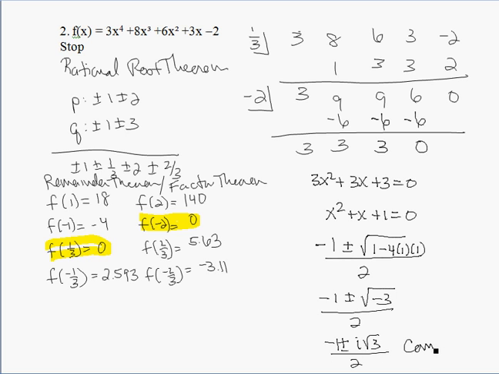So this root is complex. 1/3 is rational. Negative 2 is an integer.